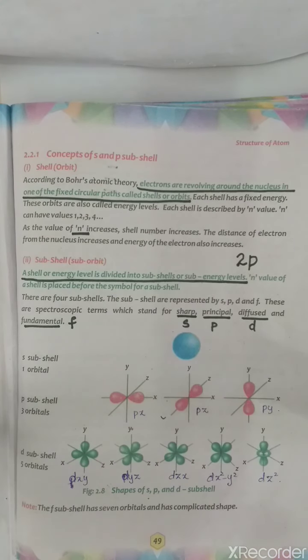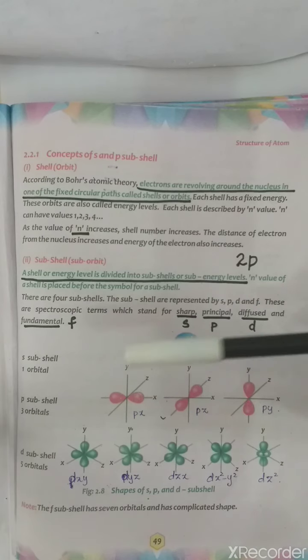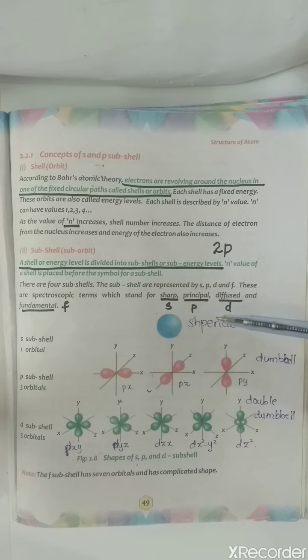Now here we have the 4 subshells. The subshells are represented by S, P, D and F. These are spectroscopic terms, which stand for S for sharp, P for principal, D for diffuse and F for fundamental. So S, P, D and F are spectroscopic terms, and spectroscopy is the study of spectrum. You already know about spectrum. We discussed it previously in the Rutherford's atomic model.